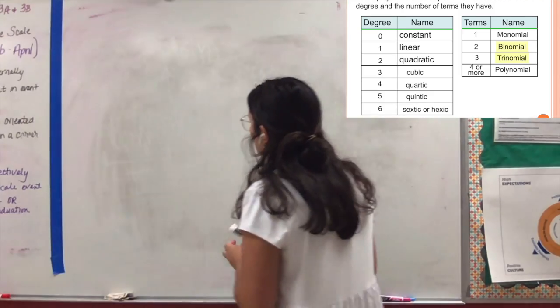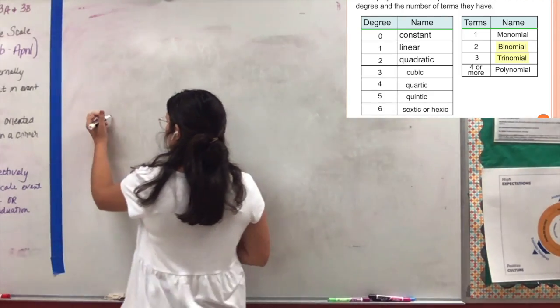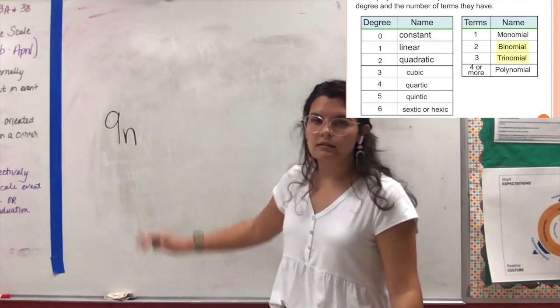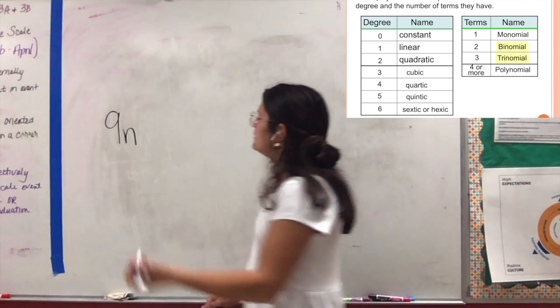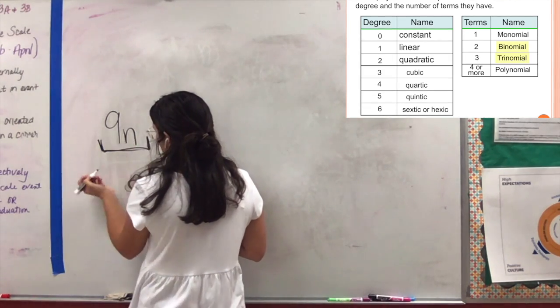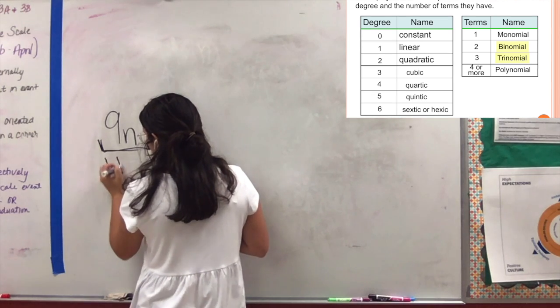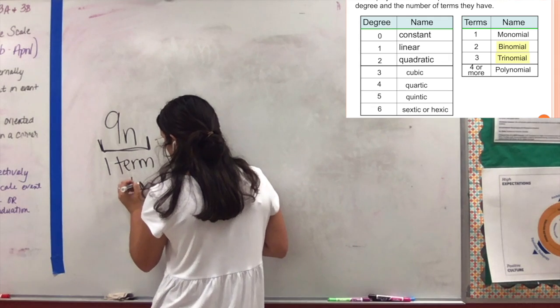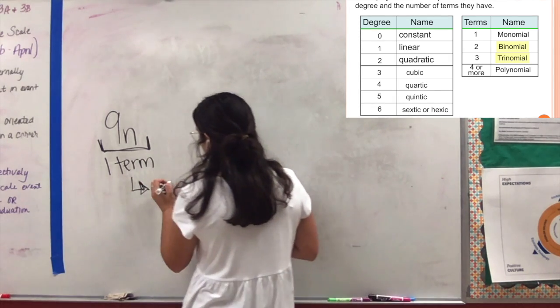All right, so let's look at a monomial. So we're going to have 9n. This is a monomial because it's one term. So that makes it a monomial.